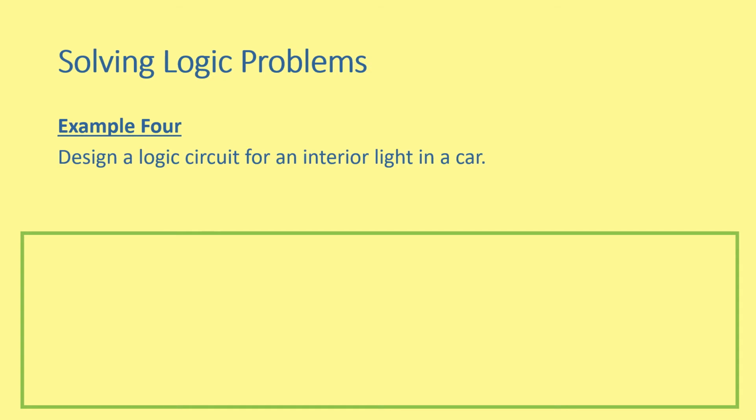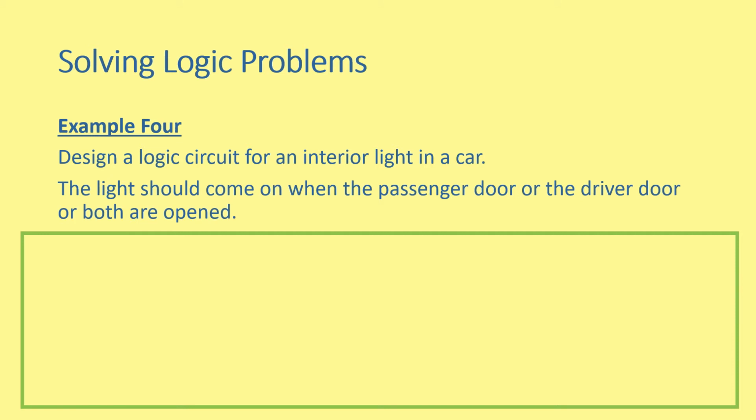Example 4. Design a logic circuit for an interior light in a car. The light should come on when the passenger door or the driver door or both are opened. So let's have a think about how cars work. We want some sort of sensor to detect when the car door is open or closed. So let's say car door sensor.